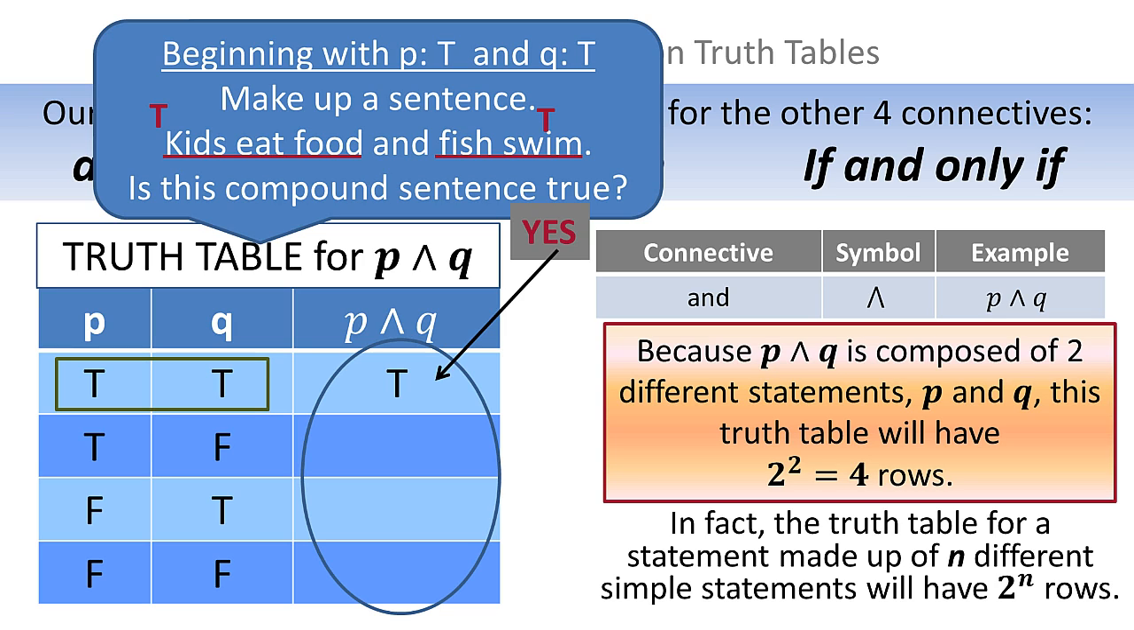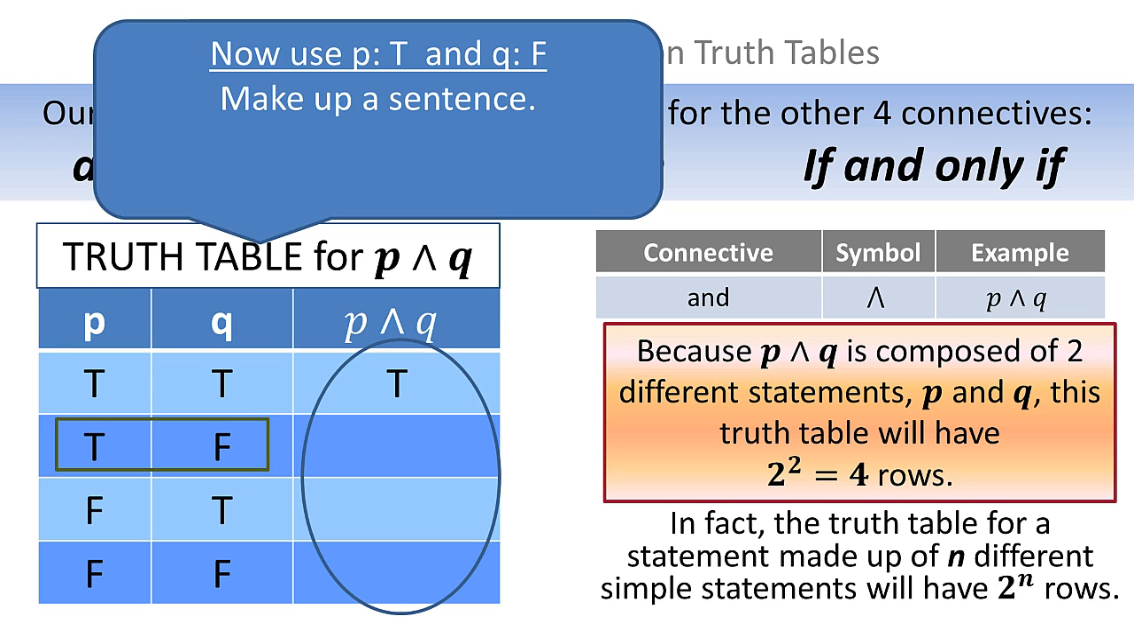Move to the next line in the table and do the same thing. Go down and let P be true and Q be false. Make up a sentence like that. Well, how about staying with kids eat food as being true and something like rocks swim? Well, obviously rocks don't swim, so that's clearly a false statement. So I've made up a sentence that says kids eat food and rocks swim.